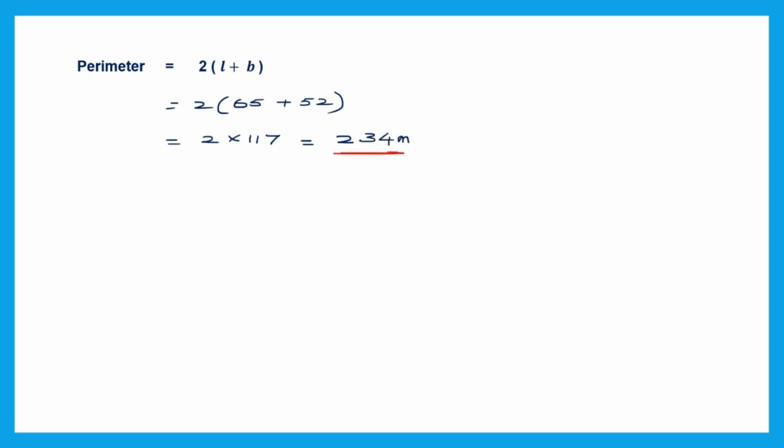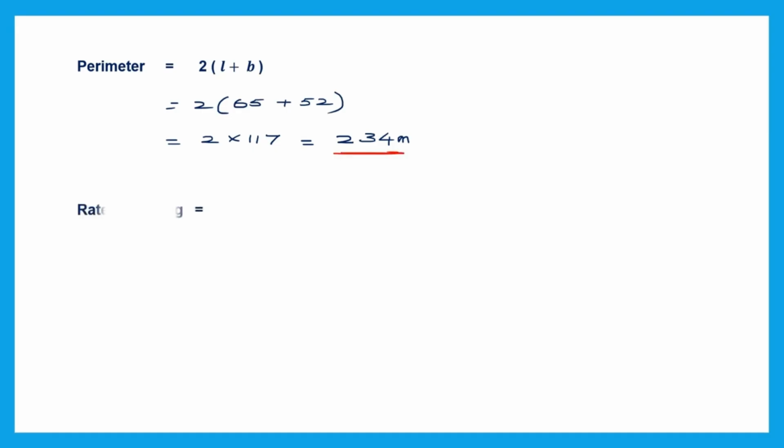So let's do that. To find the perimeter, let's use the formula 2 into length plus breadth. So 2 into length is 65 meters, breadth is 52 meters. So this is 2 into 117, and that becomes 234 meters. So we have found the perimeter. Now that we have found the perimeter, it's going to be easy to find the total cost of fencing.